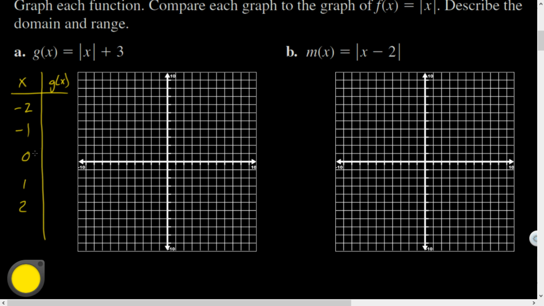and then I add 3 to it, and I get 3 as my output. So I'll plot that point, 0, 3, right there. Lovely. The absolute value of 1. What's the absolute value of 1?